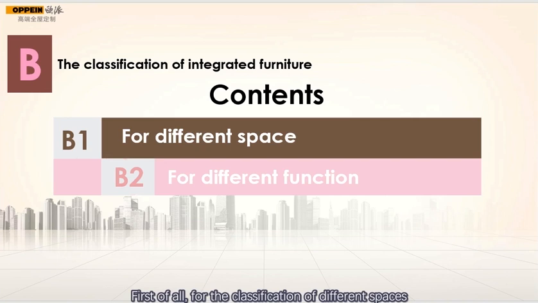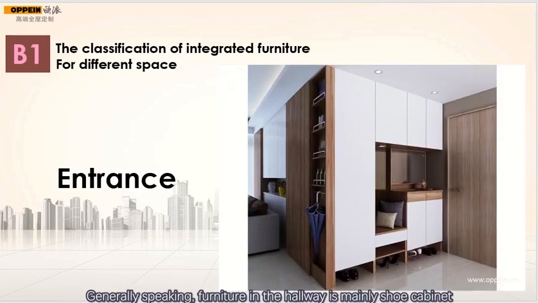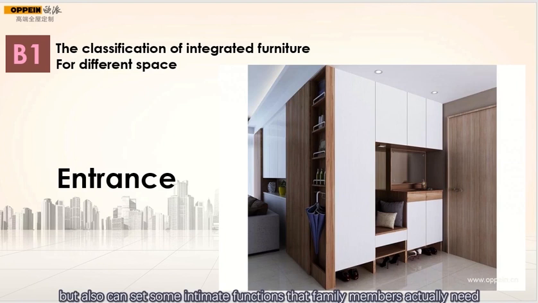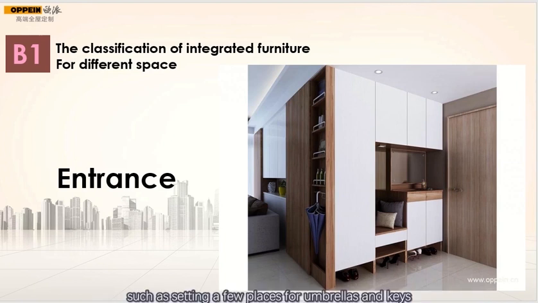First of all, for the classification of different spaces, integrated furniture can be divided into the following spaces: hallway, dining room, living room, bedroom, and balcony. Generally speaking, furniture in the hallway is mainly the shoe cabinet, which is the face of the family's daily life. The shoe cabinet not only has the function of putting shoes, but also considers some intimate functions that the family members actually need, such as setting a few places for umbrellas and keys.